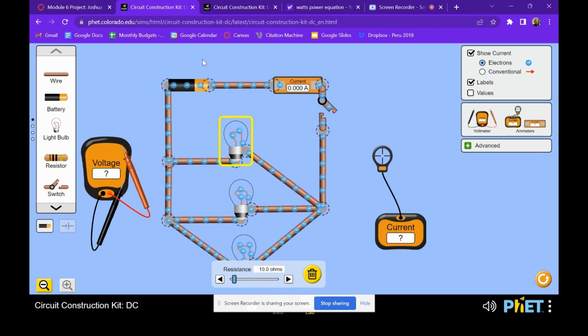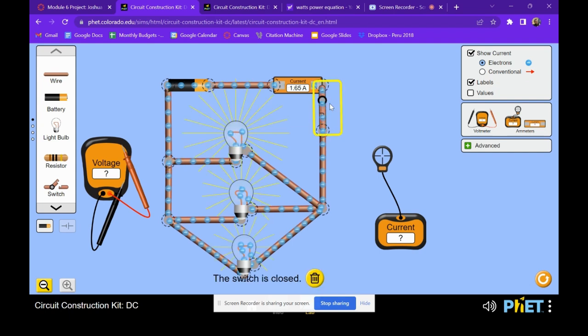So I think that the electrons are going to flow easier through here than going down these wires here and going through a tougher light bulb with more resistance. I think it's going to flow a lot faster here, and that will increase the wattage. So let's run that. And then as we can see, the 10 ohm is the brightest, followed by the 20, and then the 30.